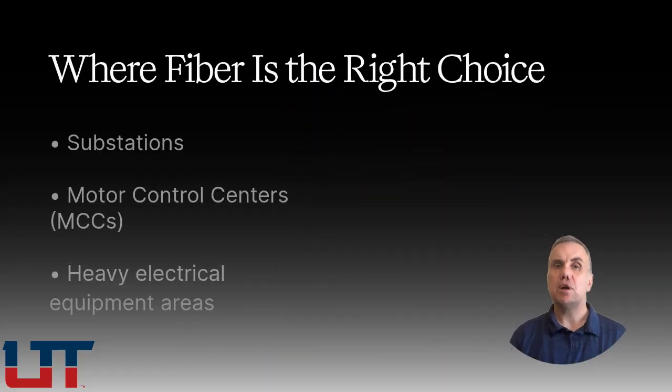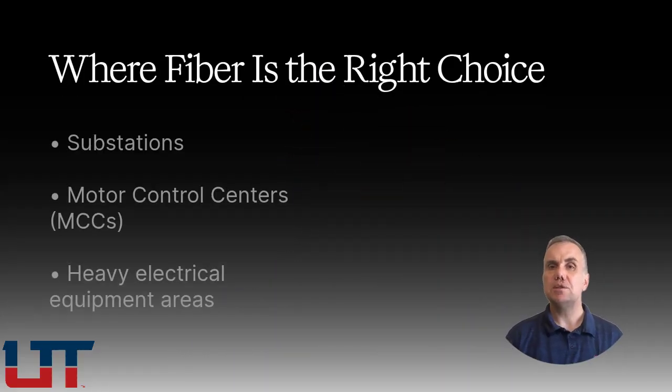Because fiber transmits light rather than electricity, it is completely immune to electromagnetic interference. No electrical noise on the plant floor affects it. There are no ground loops. An arc flash event that would corrupt a copper cable signal is invisible to fiber. That's why fiber is often the right choice in substations, motor control centers, and any area with heavy electrical equipment.